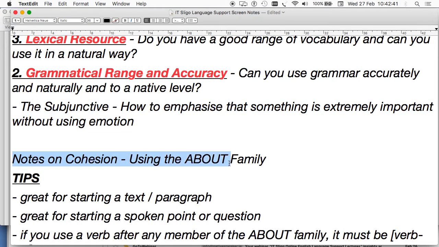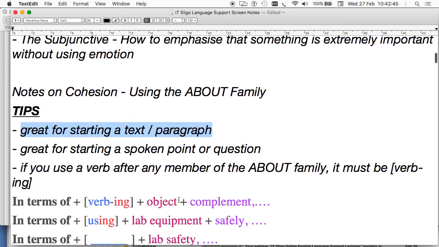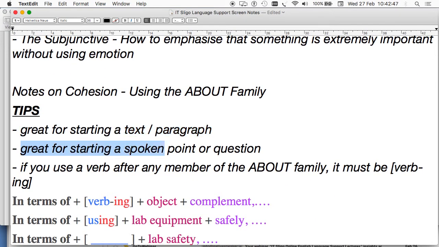Notes on cohesion: by using the about family, they're great for starting a text or a paragraph, which I mentioned earlier. They're great for starting a spoken point or question. So in your lectures you might say to a lecturer, in terms of, as regards, and then you've got the push to start your question.